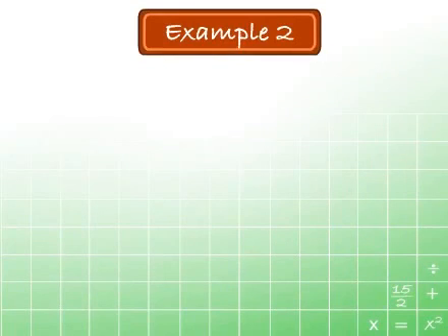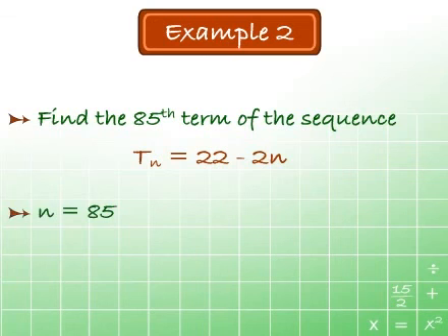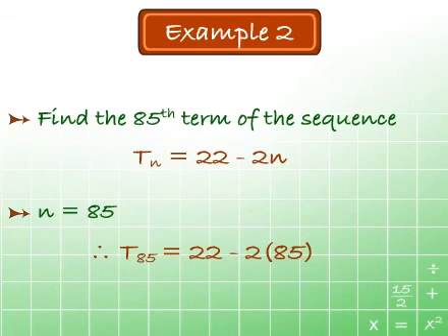Now, getting back to the question, we were asked to find the 85th term of the sequence. Once again, we refer to our general nth term, Tn is equal to 22 minus 2n. We now set n equal to 85. Therefore, T85, which is the 85th term in this arithmetic sequence, is now equal to 22 minus 2 times 85, which is equal to negative 148.